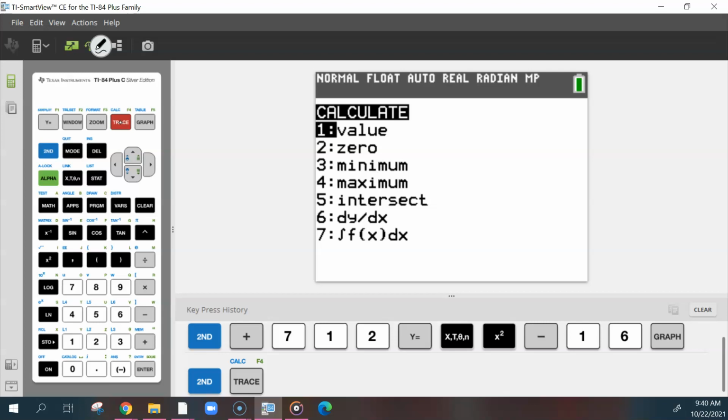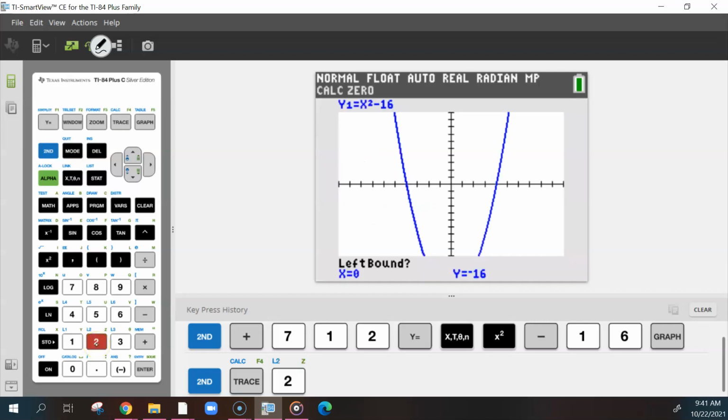Depending on which one you want to find first, your x value or your y value would depend on this part. Your x value has more steps, so we'll do that part first just so you know how to do it. If we're looking for our x values, we're looking for our zeros. Remember, that's another word for x-intercept. So go into number 2. You can hit the number 2 or scroll down to it.